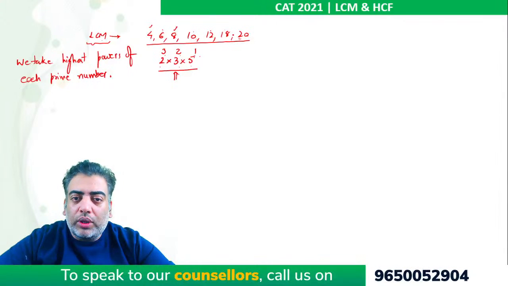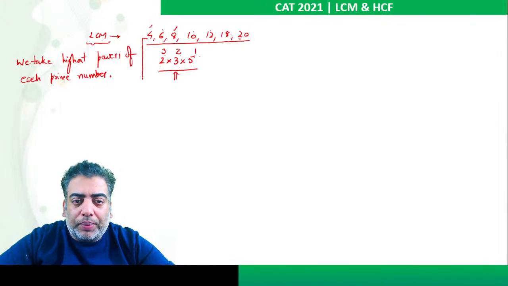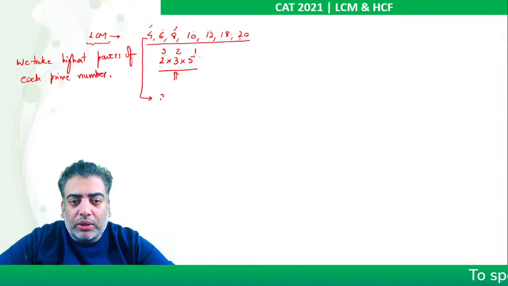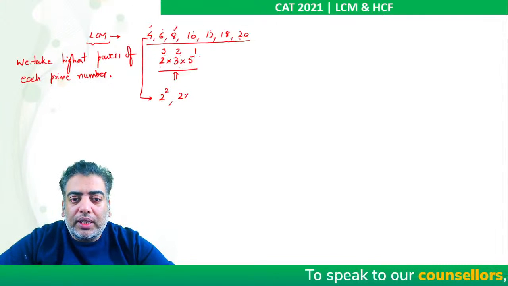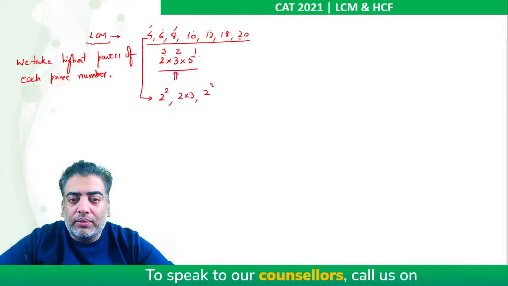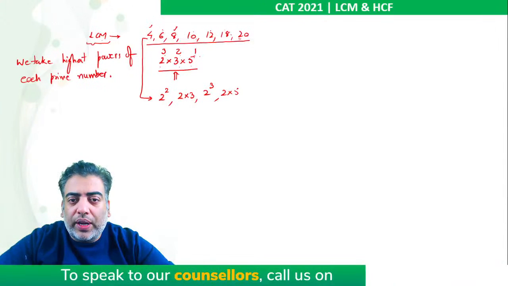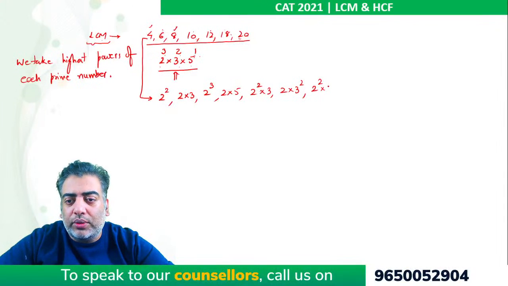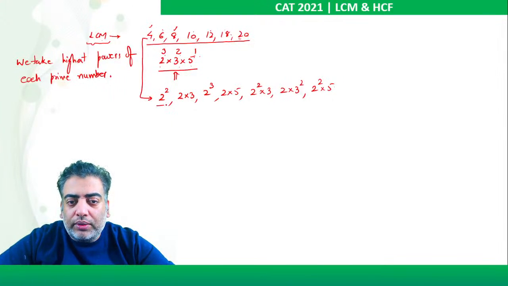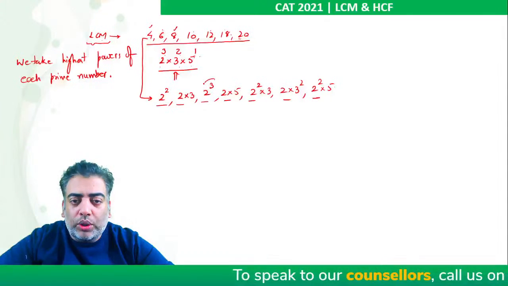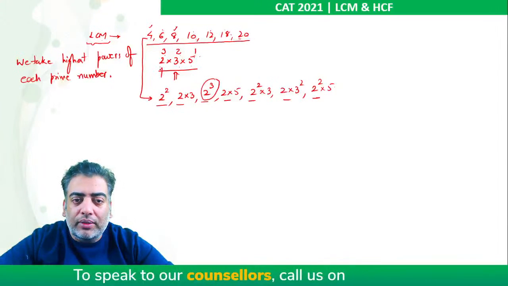If we can do it orally, it's fine. But if you find it difficult to do it orally like the way I did, you can always prime factorize the given numbers. Like 4 is 2 square, 6 is 2 into 3, 8 is 2 cube, 10 is 2 into 5, 12 is 2 square into 3, 18 is 2 into 3 square, and 20 is 2 square into 5. If we observe the highest power of 2 among all, we can see it is 2 cube, so take this entire value here.